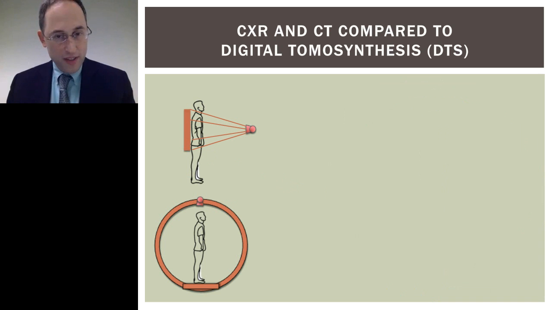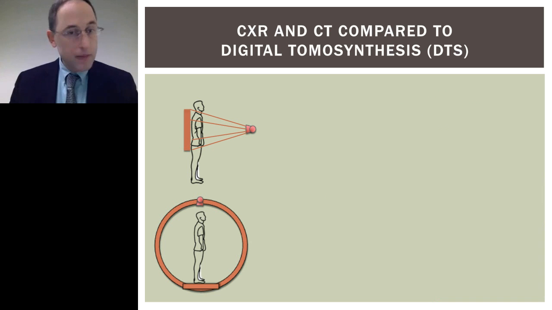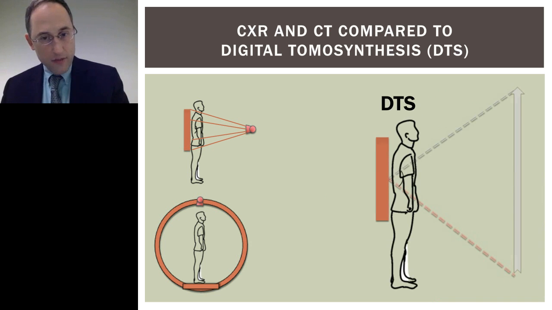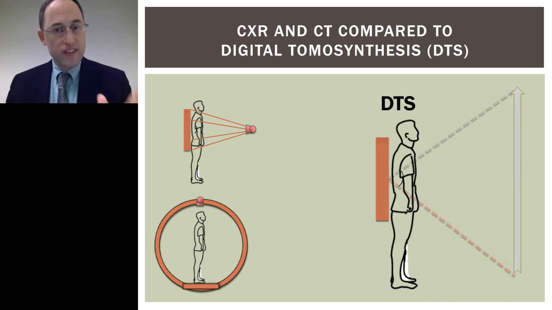Compare this to tomosynthesis. So again, I have chest radiography on the upper left, CT on the bottom left. Now let's look at tomosynthesis. You immediately can see that the setup is very similar to radiography. You have a single detector behind the patient. It is stationary.